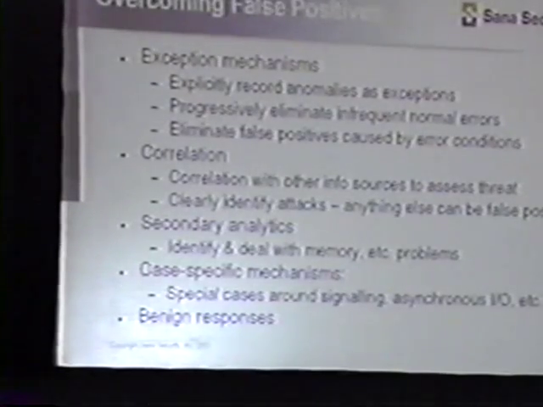You can also do what I term secondary analytics, and Dom's going to go into quite a bit of detail about what these can be, but it's the idea where you gather more information to understand what an anomaly really is. And using that information, you can potentially categorize it as something like increasing memory usage due to some problems on the network, and hence know that it's a false positive. And then, of course, you can build in case-specific mechanisms for things like signaling and threading and asynchronous I/O.